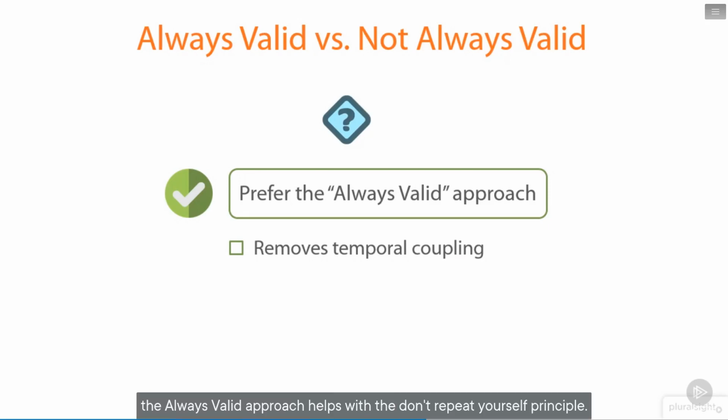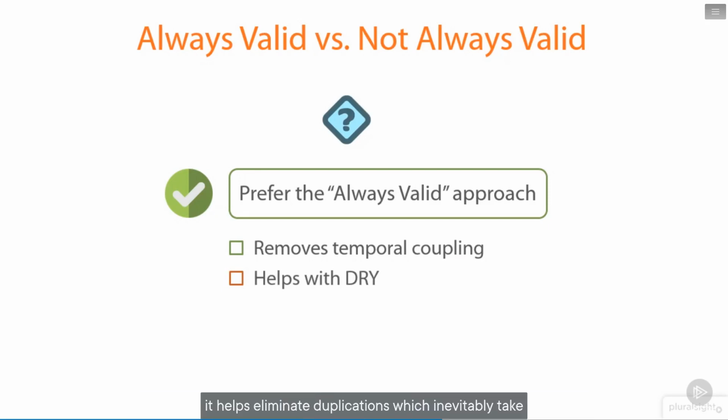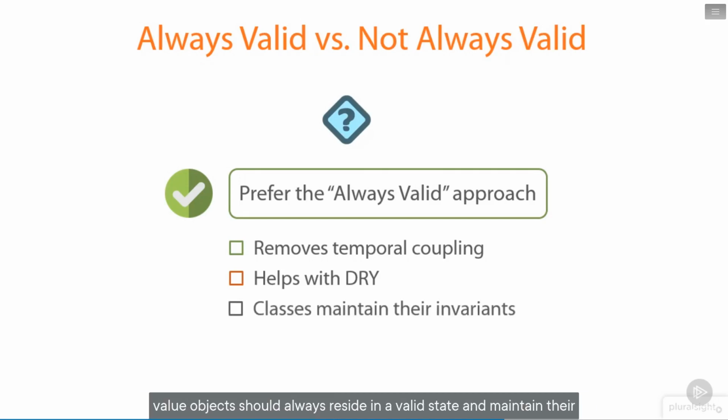Secondly, the always valid approach helps with the don't repeat yourself principle. In other words, it helps eliminate duplications which inevitably take place with the not always valid approach because of the necessity to validate domain entities multiple times during a single business operation. Overall, it is better to adhere to the guideline stating that all domain entities and value objects should always reside in a valid state and maintain their invariants during the full length of their lifetime.